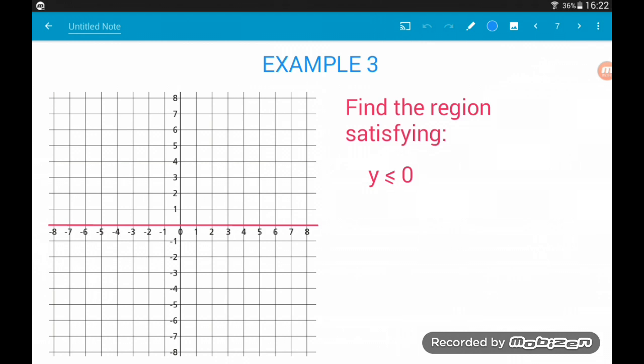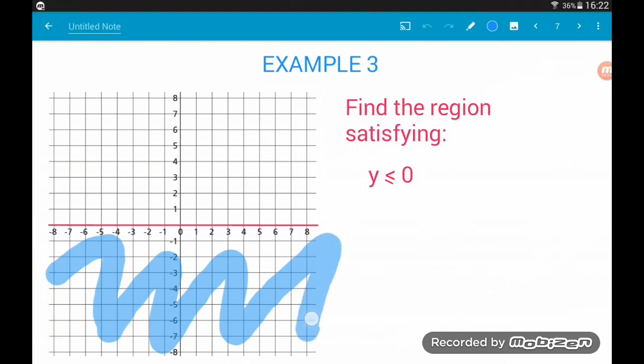When we're talking y values, if we go down, we are getting lesser. If we go above, then our value is increasing. So if we want y to be less than or equal to 0, we want everything down here underneath the x-axis. We don't want anything above the x-axis because everything up there is greater than 0.